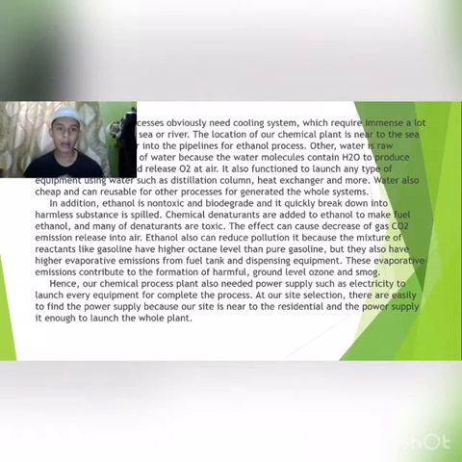In addition, ethanol is non-toxic and biodegradable, and it quickly breaks down into harmless substances in a spill. Chemical denaturants are added to ethanol to make fuel ethanol, and many denaturants are toxic. The effect can cause a decrease of CO2 emissions released into the air. Ethanol can also reduce pollution because the mixture of reactants like gasoline has a higher octane level than pure gasoline, but they also have high evaporative emissions from the fuel tank and dispensing equipment. These evaporative emissions contribute to the formation of harmful ground-level ozone and smoke.